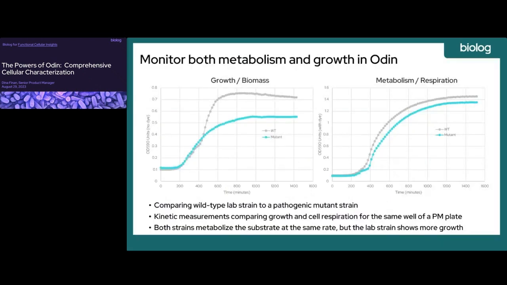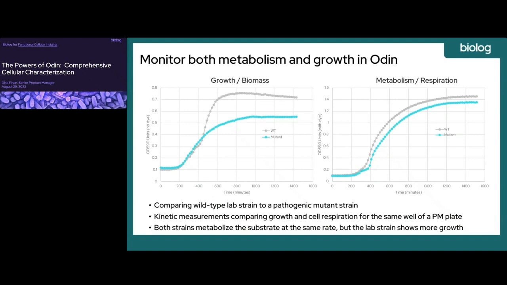And so again, here, both of these curves are from those two strains of E. coli, and now we're just looking at one well on one of the PM plates. And you can see that for this substrate, the wild type strain shows more growth in the gray on the left, but on the right, the two strains show a very similar pattern of metabolism. And so we're seeing one strain is just persisting, not really growing, but they're both able to respire.